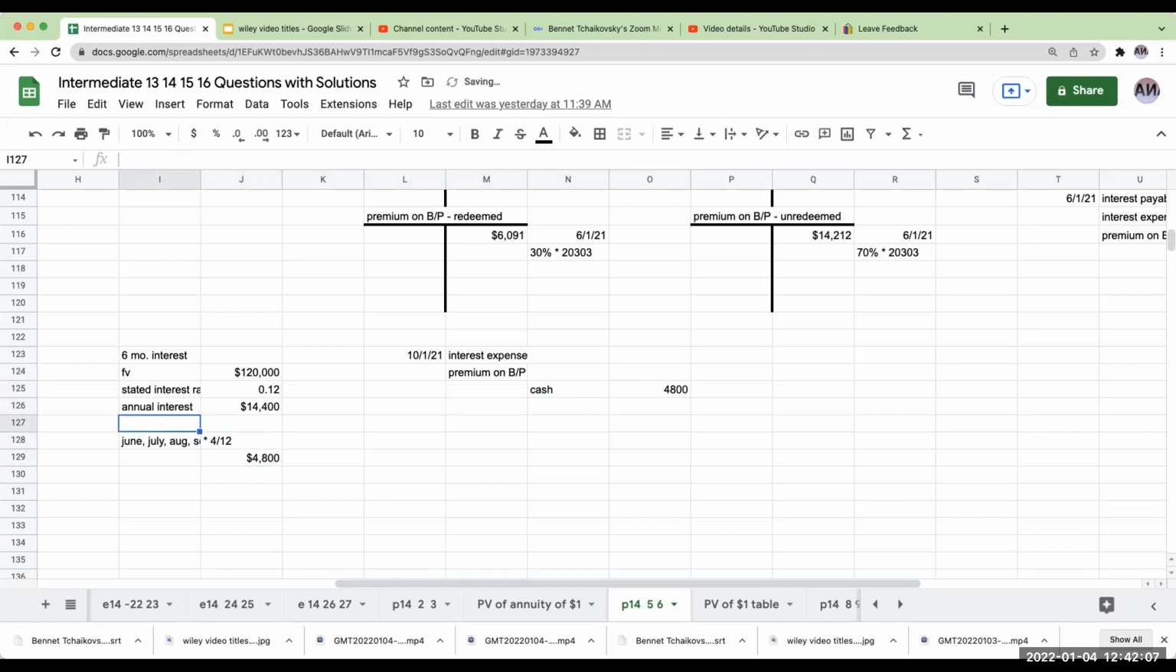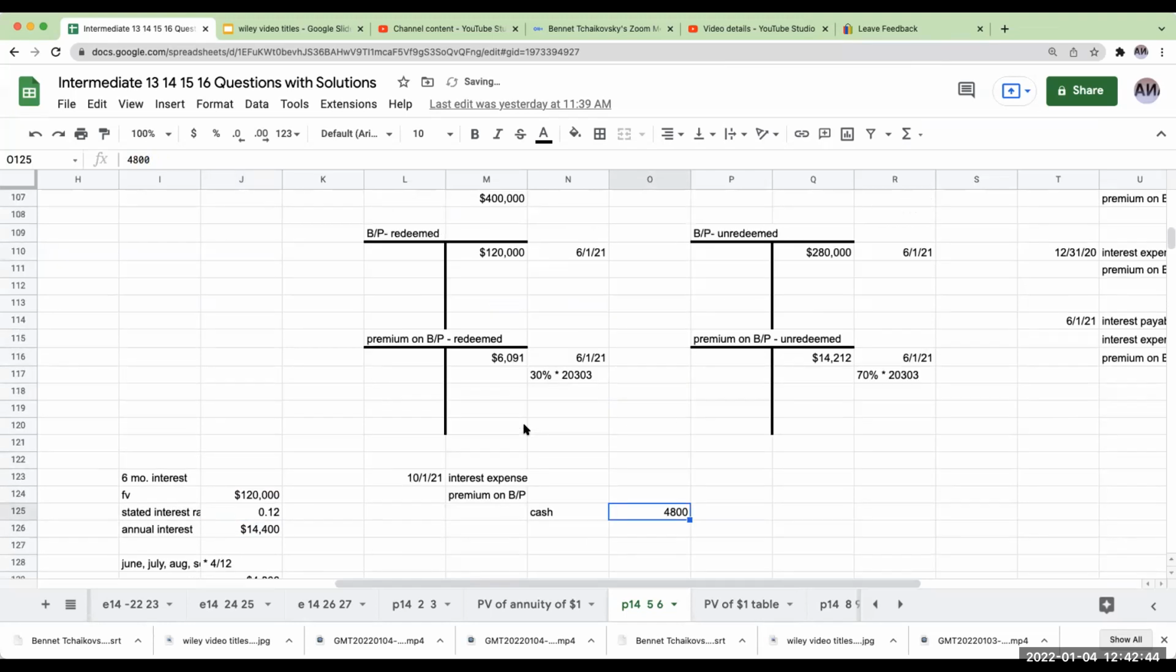The other way I could have gotten to this is I could have also said my semi-annual interest would be 14,400 times 0.5. If I multiply this by 4/6, for June, July, August, and September, I'm going to get the same amount. So I'm paying out cash of 4,800.